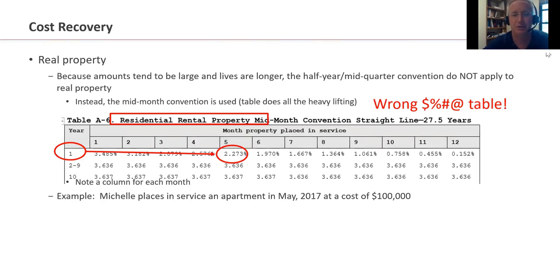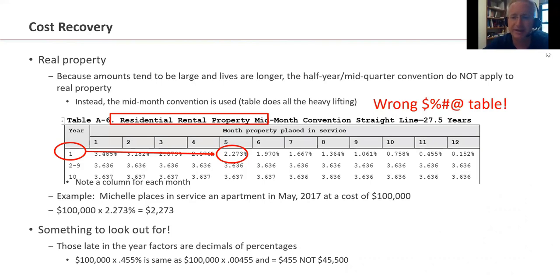So the residential real property would apply, but it functionally works the same. She places it in service, she multiplied by 2.273, her depreciation would be $2,273. Okay, so you can see the way depreciation is going to work, at least for this class, is it's all about finding the right table. And you're either going to find the half year or the mid-quarter convention tables for personal property, and you're going to find one of the two real property tables for real property.